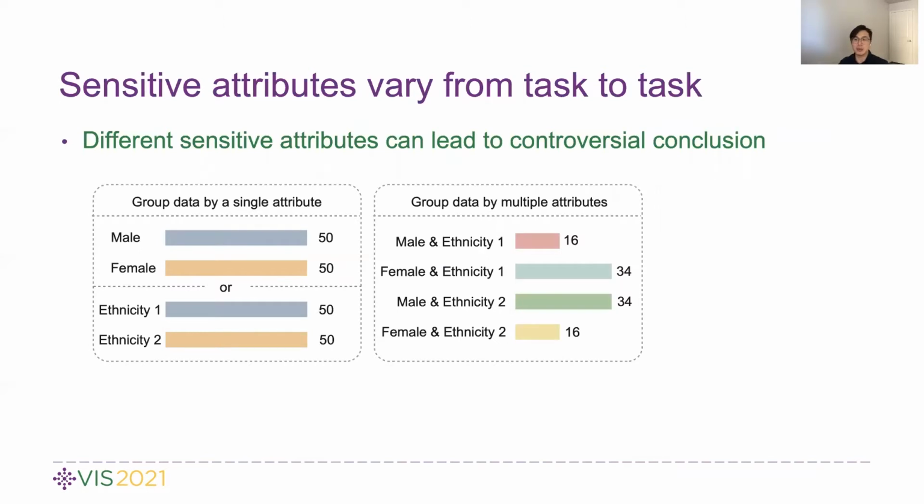For example, if we only classify a group of population by gender or ethnicity, we will find proportions are equally distributed, which seems fair. However, if we combine gender and ethnicity as sensitive attributes, we can see that groups are unbalanced. Thus, it is critical to decide which attributes are sensitive in the task, and they should be carefully picked as it can lead to controversial conclusions.